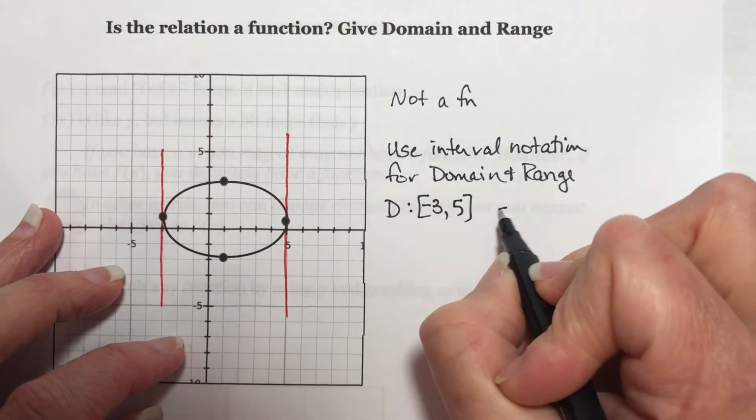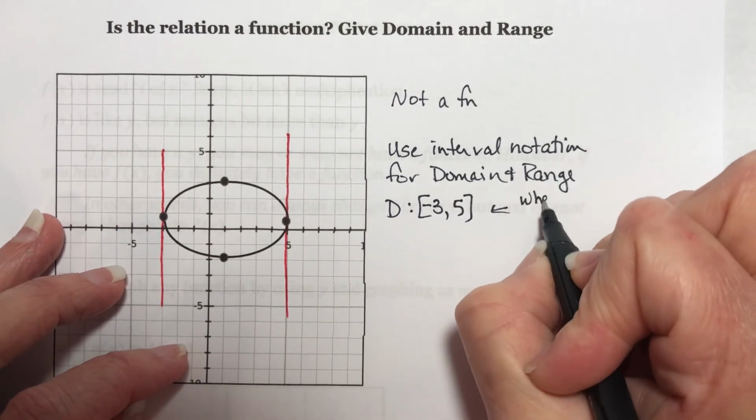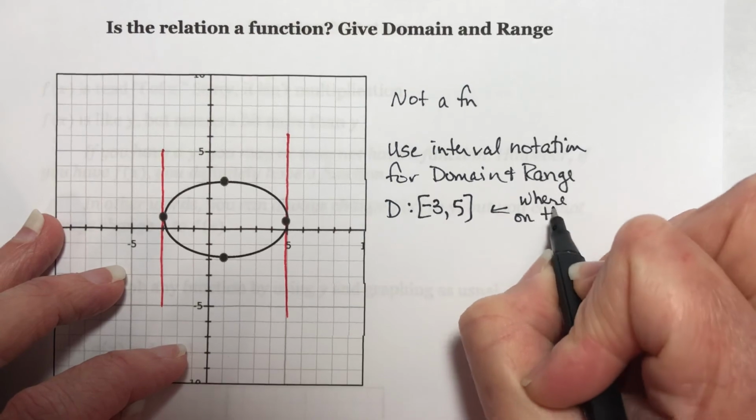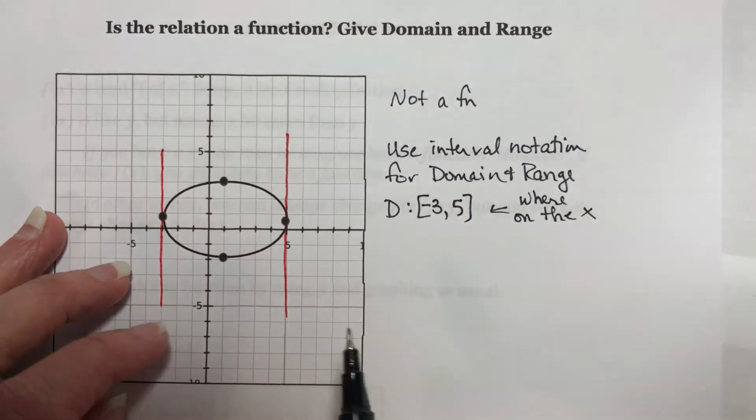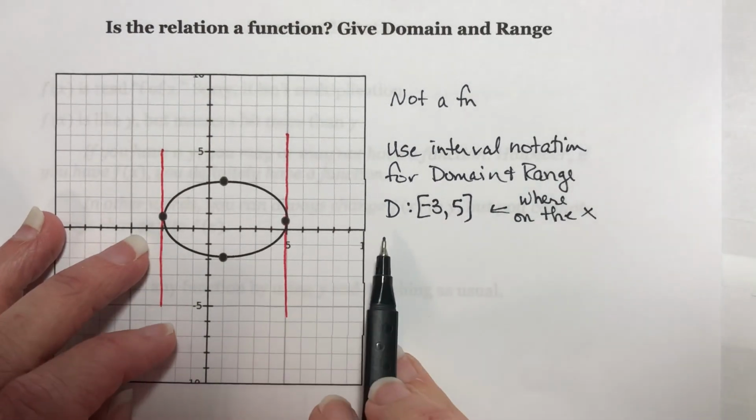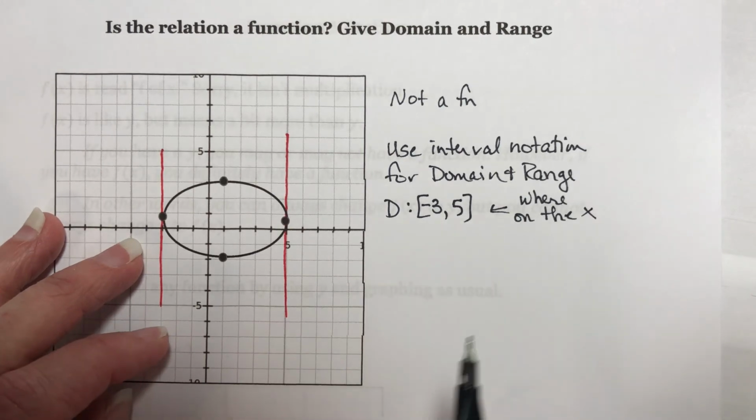So this is where on the x value, x-axis. Where can I locate it? I can locate my graph between -3 and 5 on my x-axis.